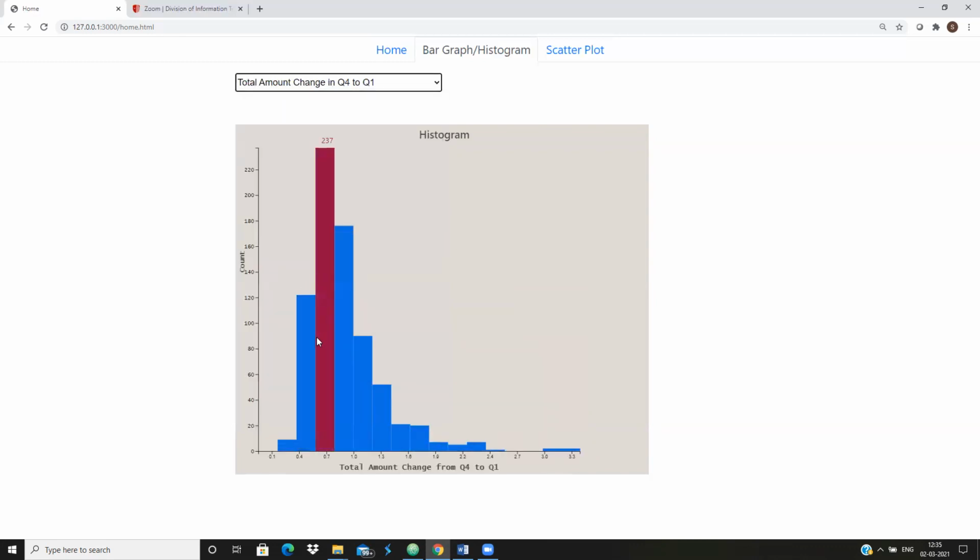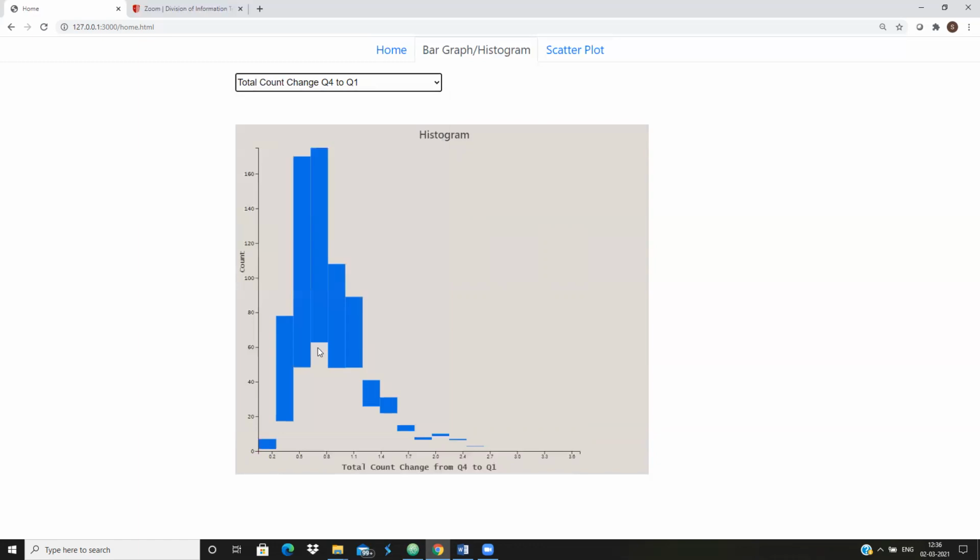Similarly, we also have total amount change from Q4 to Q1. This is also a bell-shaped curve. Many of them are in the 0.7 to 0.8 ratio. Perhaps the bank should target this crowd so that they really increase the ratio to more than one. If the ratio is less than one, it means that the transaction amount in Q4 was less than Q1. So the priority should be shifting this crowd to greater than one.